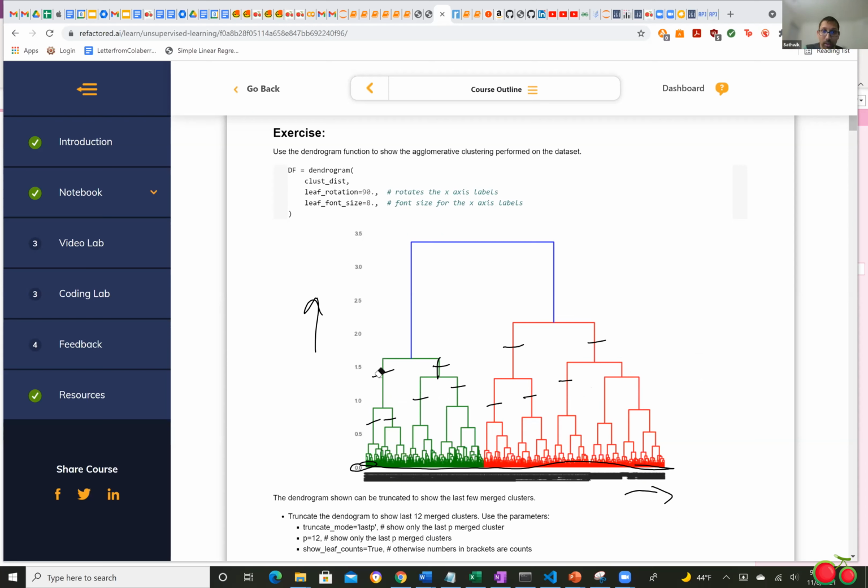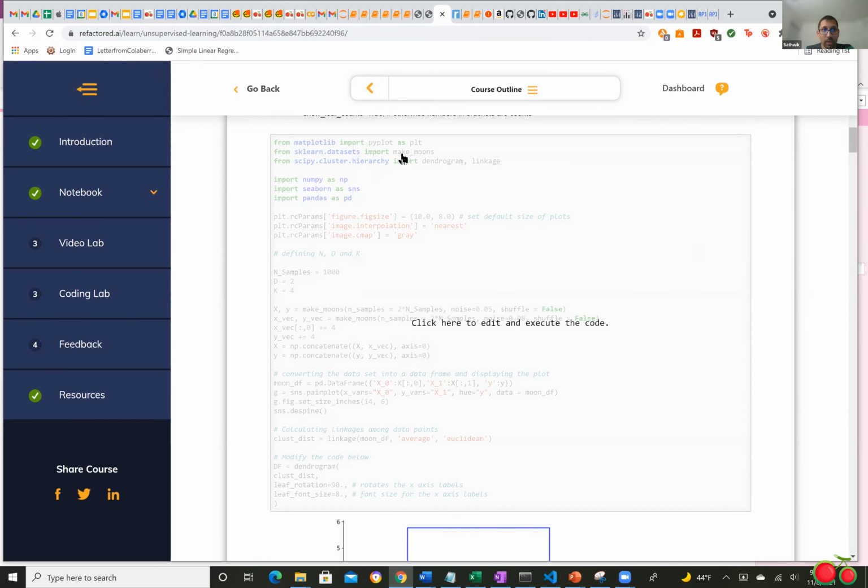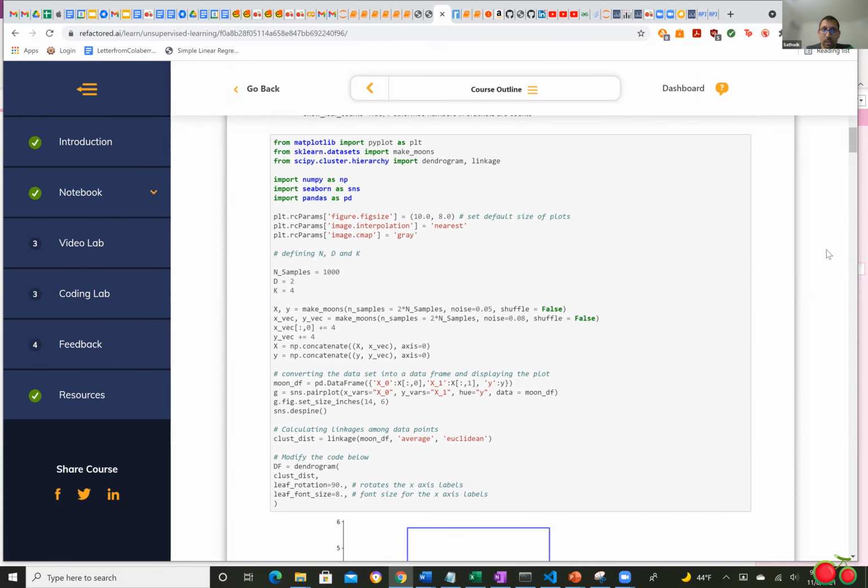How you draw that line is something that I'll explain in the next class with a better visualization. So if you see in this example code, we are taking a default data set that we create using the make_moons function. Then there is scipy.cluster.hierarchy. It's in a different library. It's not in sklearn. This clustering method is in the scipy library.